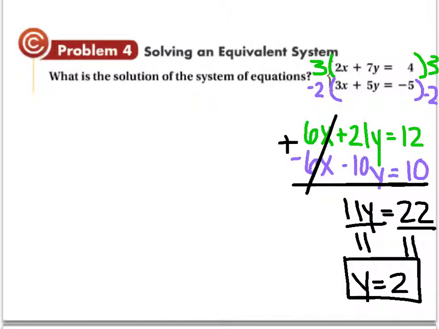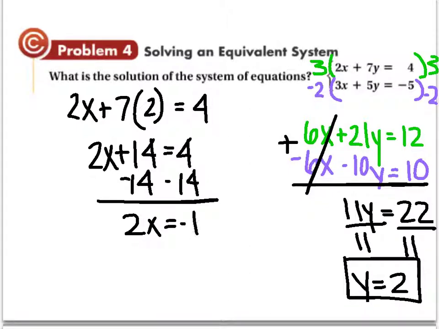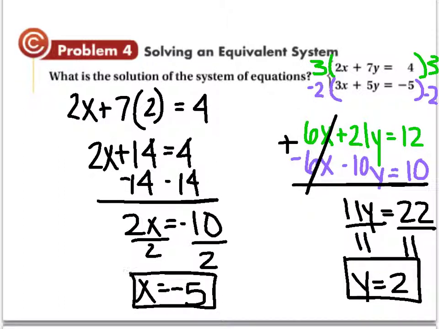Now go back to an original equation and plug the y value in. And when you solve, you get that x is negative 5, giving you an answer of negative 5, 2.